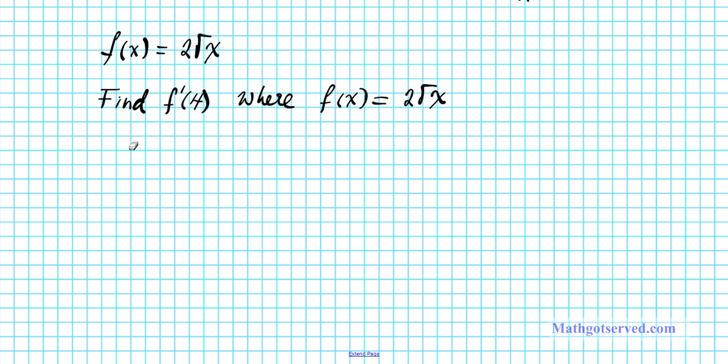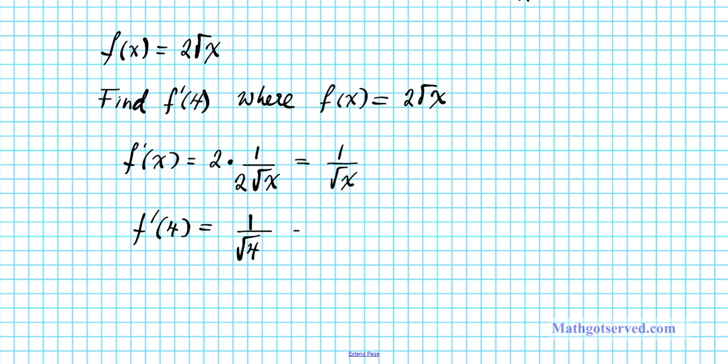So let's go ahead and do that. f prime of x is going to be 2 times the derivative of root x, which is 1 over 2 root x, which equals 1 over root x. So this is the derivative of the function. Now we want to evaluate it at x equals 4. We'll have 1 over the square root of 4, which is 1 over 2.